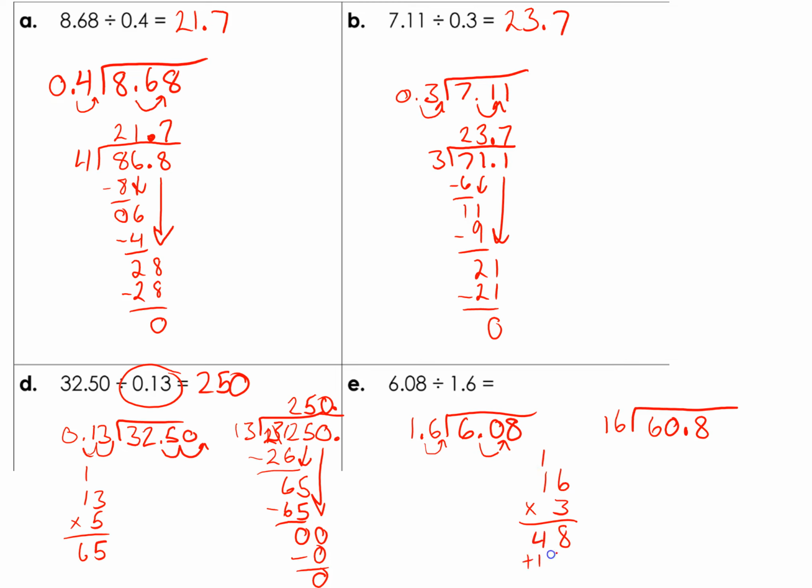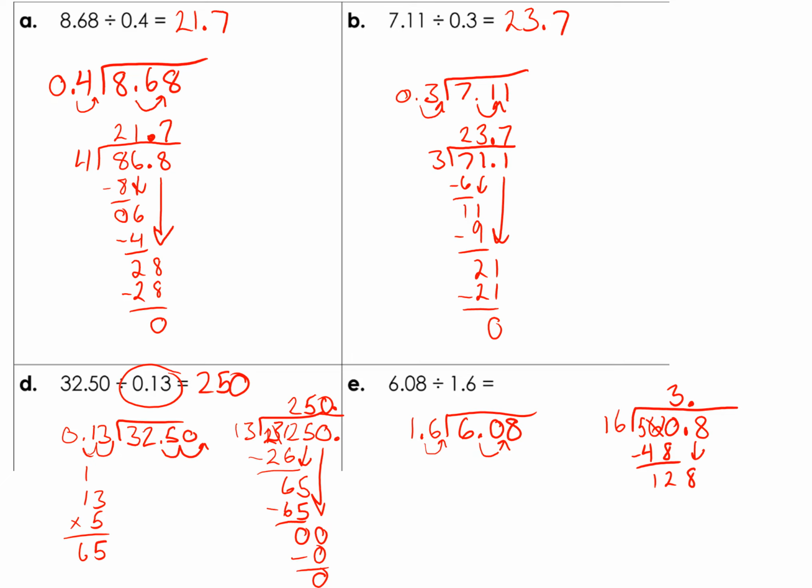That's 48. If I add one more 16, it's going to be 64, yeah, one more would be too big, so it's got to be 3, and that's 48. Subtract gives me 12. Bring down my 8. Oh, and I forgot to bring my decimal straight up into my answer now.